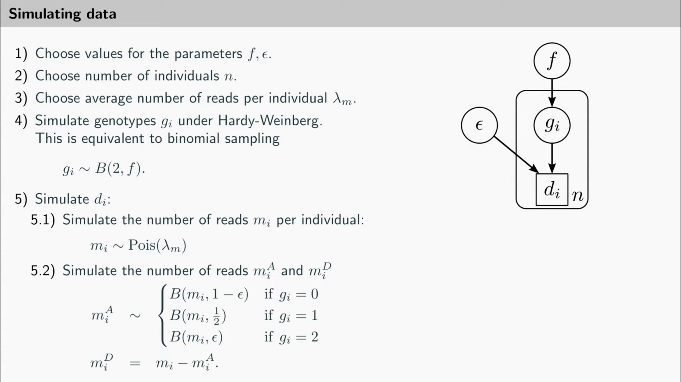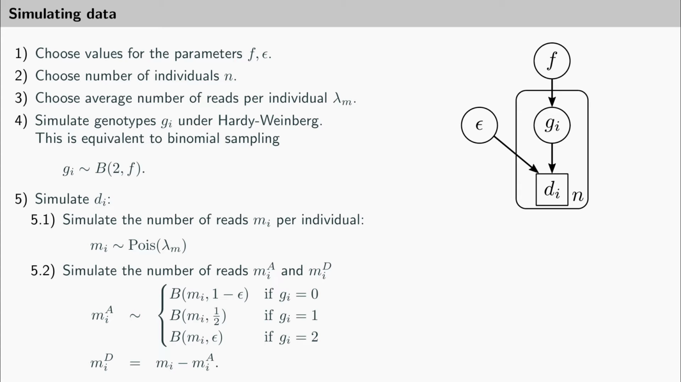Next, we're going to simulate the data D_i. The data D_i is simulated in two steps. First, we're going to simulate the number of reads m_i per individual. As mentioned above, we can assume that these m_i numbers of reads are Poisson distributed with rate lambda. Once we know the number of reads m_i per individual, we're going to draw how many of those are actually ancestral and derived. The number of ancestral reads for each individual are again binomially distributed with different probabilities depending on the genotype.